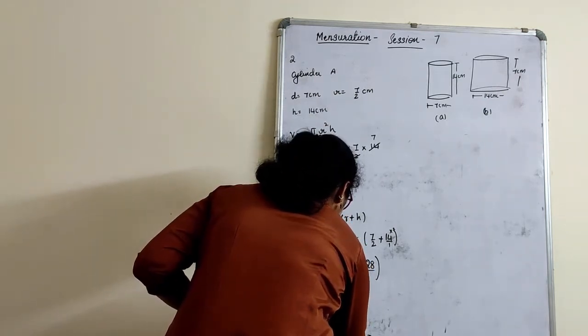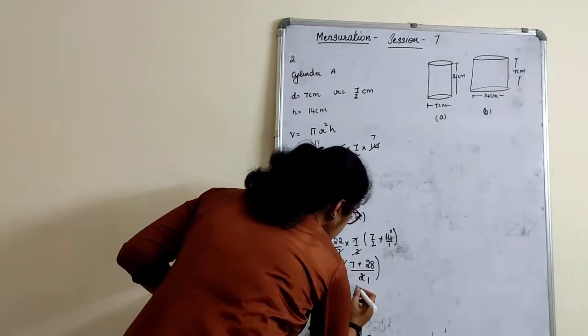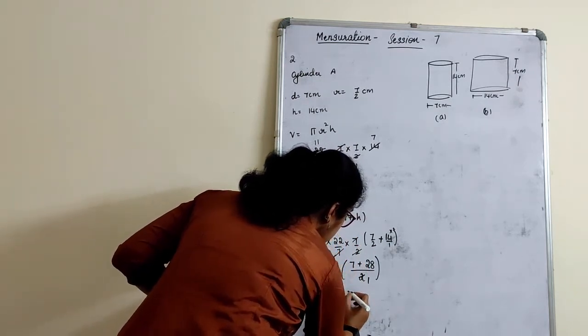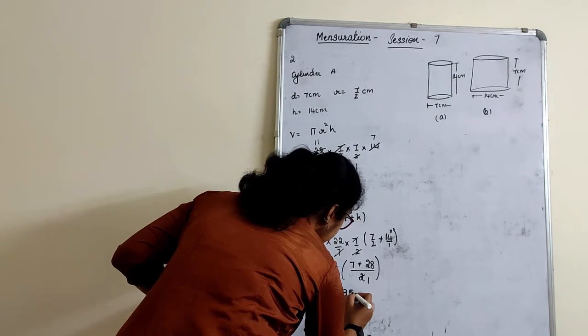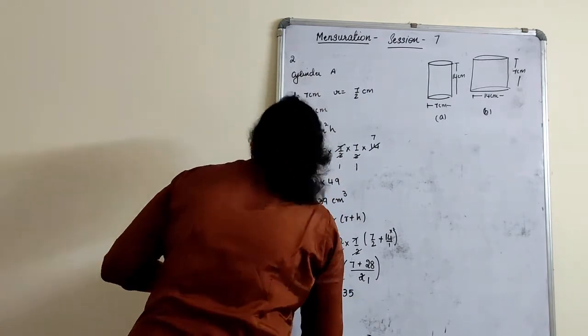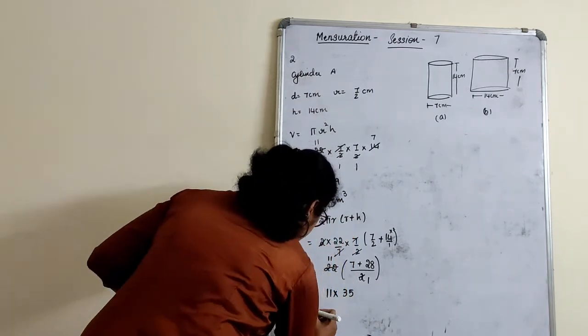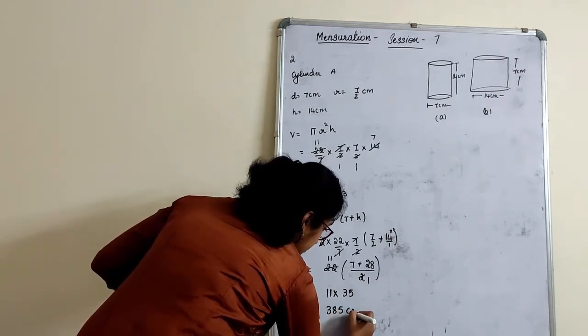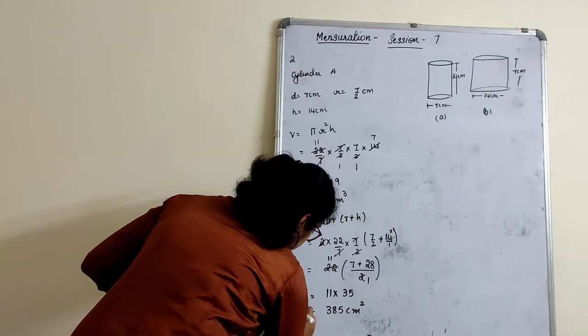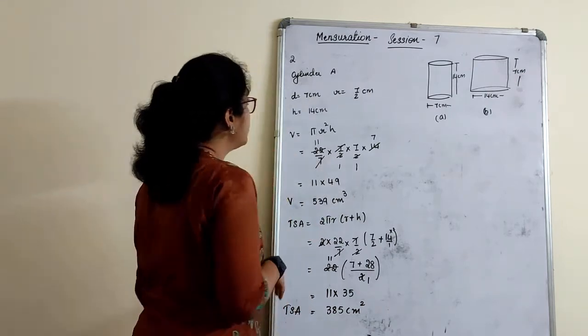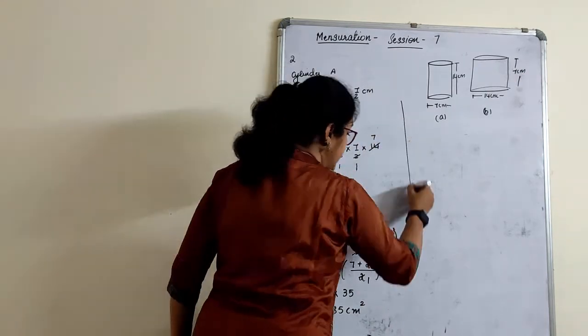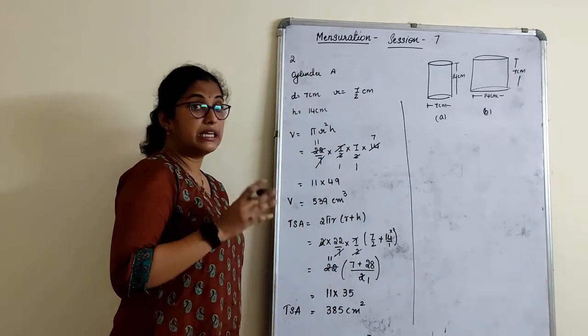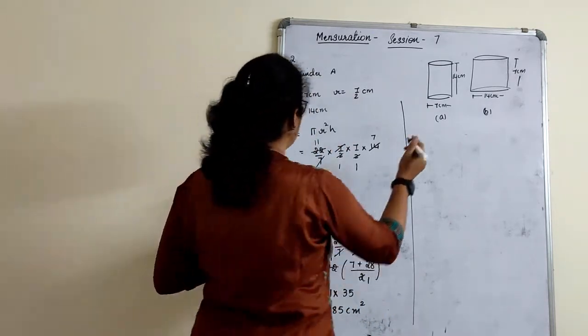So 11 into 35, right? 11 35s, you will get the answer as 385 centimeter square TSA. This is of cylinder A. Let's find the same thing for cylinder B and then give the concluding answer.